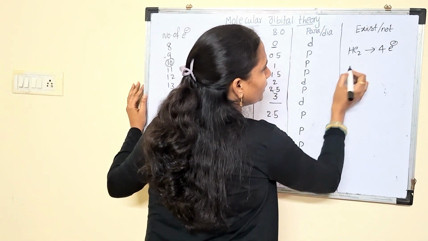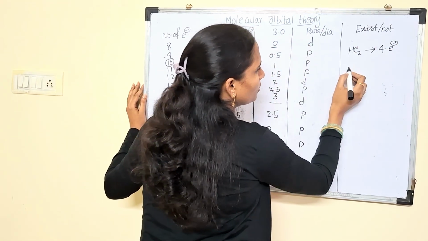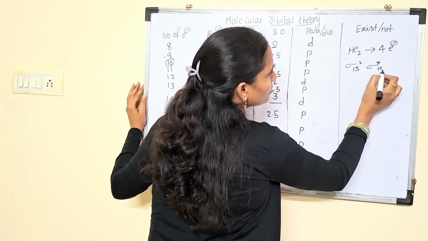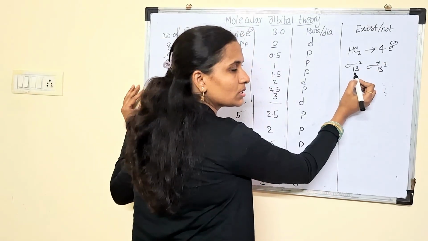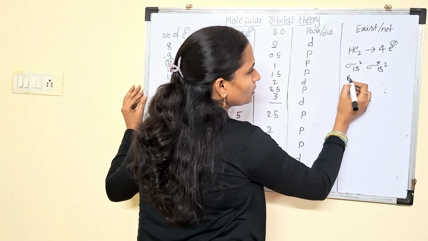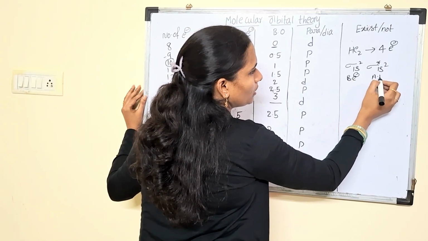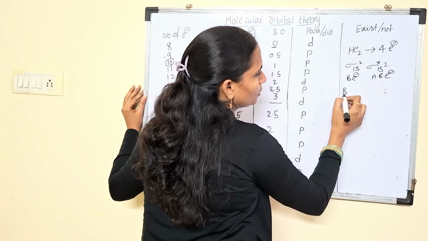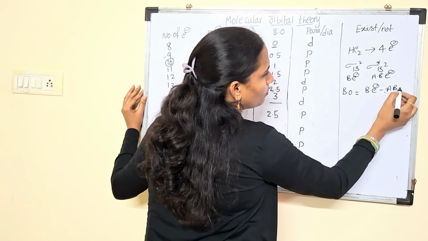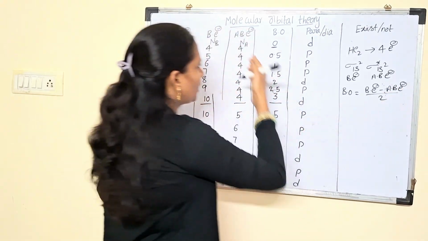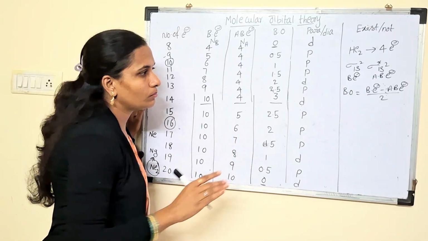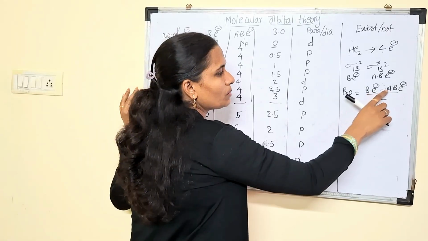4 electrons. Then write down the configuration according to molecular orbital theory: sigma 1s2 and sigma star 1s2, totally 4 electrons. Sigma 1s without star are the bonding electrons. With star are the anti-bonding electrons. Now bond order equals bonding electrons minus anti-bonding electrons divided by 2. This is the formula. Directly we can say based on the table, but bond order is calculated as bonding electrons minus anti-bonding electrons.